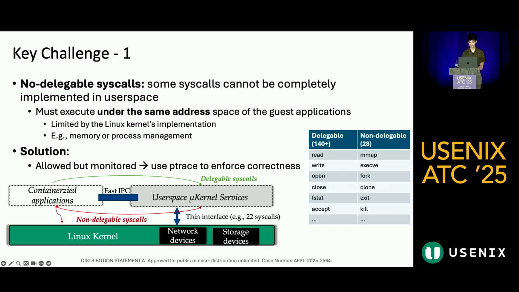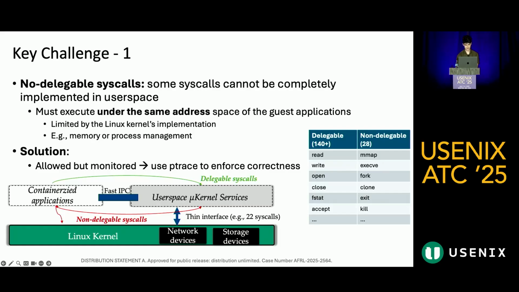While LITESHIELD moves most kernel functionalities into the user space, it also raises a challenge we call non-delegible system calls. These are system calls that must be executed within the same address space as the application that made them. This includes memory management calls like mmap and process management operations like fork, clone, and exit. This is due to the implementation of the existing Linux kernel. These system calls can't simply be redirected to an external user space service, so how do we handle them without modifying the kernel? Our goal is not to introduce kernel changes, since we focus on compatibility with unmodified Linux.